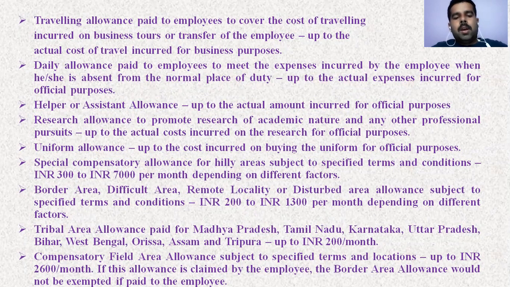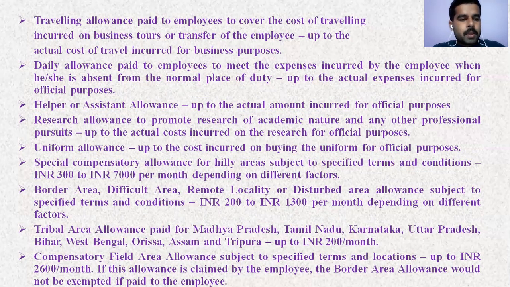The next one is border area, difficult area, remote locality or disturbed area allowance, subject to specified terms and conditions, that is Indian rupees 200 to 1,300 per month, depending on different factors.